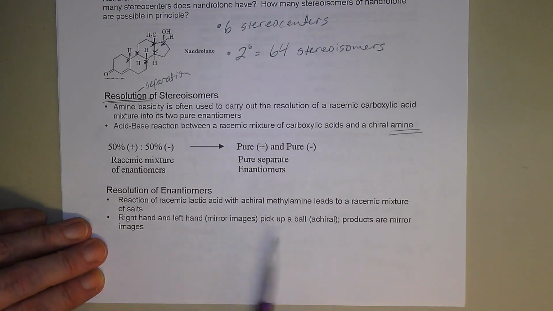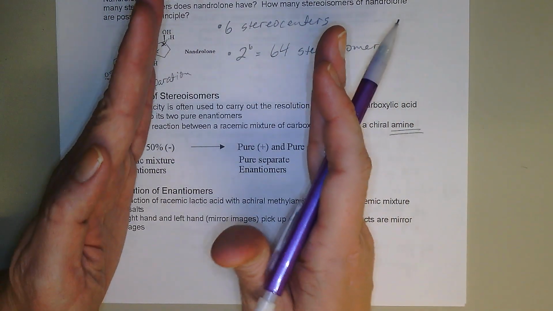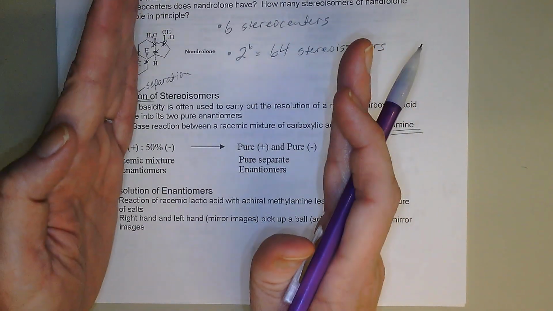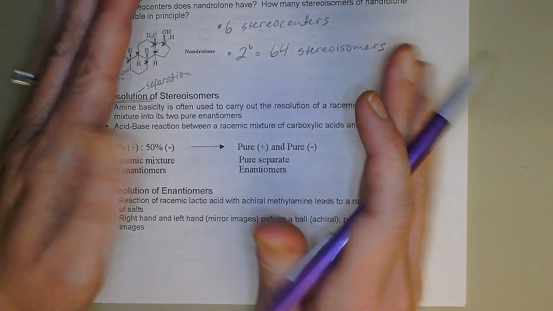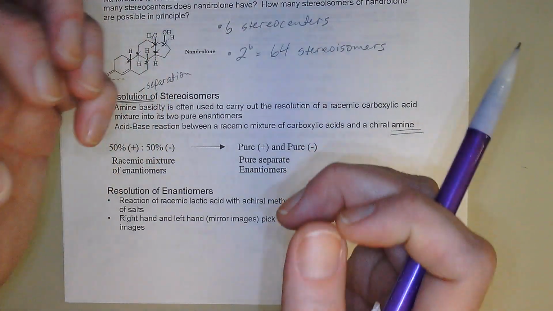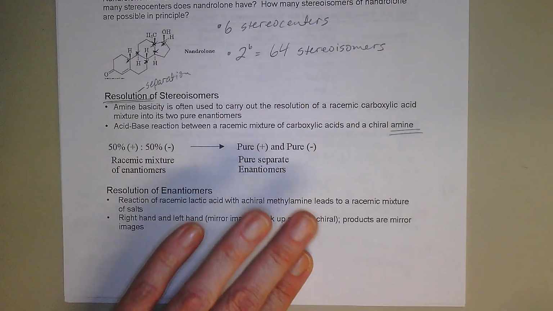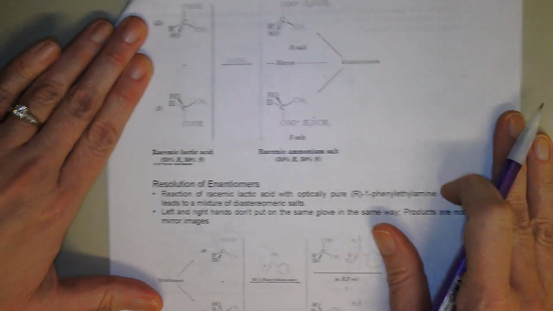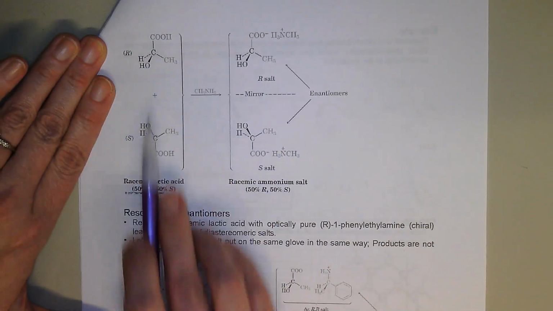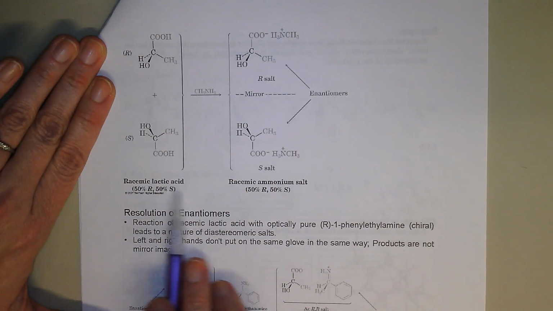It's kind of like those chiral things that are your hands. They're mirror images of each other. If you picked up a ball in that hand, it's still going to be a mirror image. But now it's a salt, and salts are a little bit easier to isolate. So you have a quick little example here: the R and the S enantiomers of lactic acid.